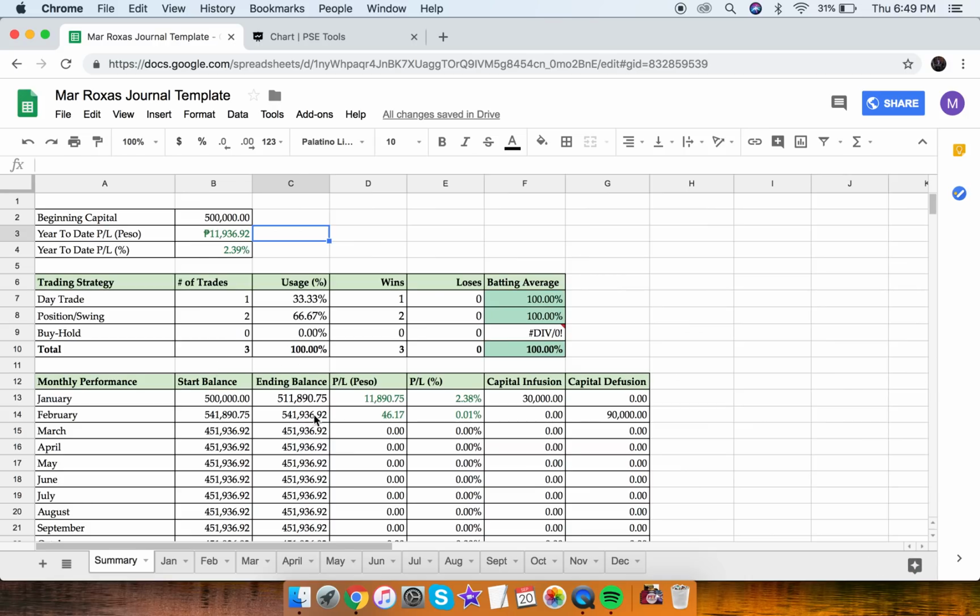So, in summary, 11,890.75 is our profit. Its profit loss percentage is 2.38. This percentage is from the ending balance. Okay? From 500,000 actually, sorry. So, now, your January reporting, your profit loss report in peso and in percentage, will be a running month. That's MTD, month to date.